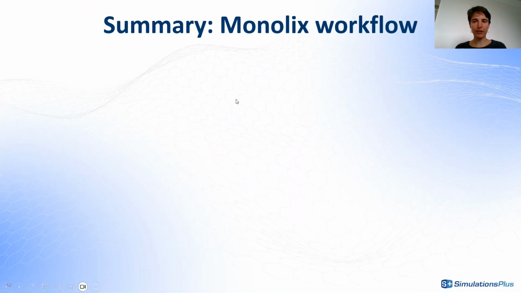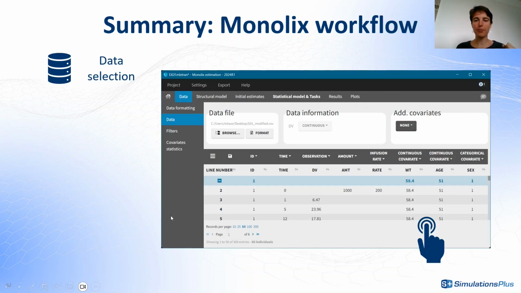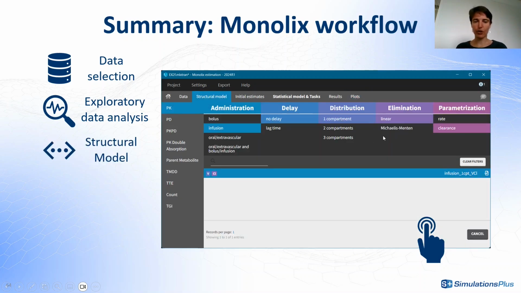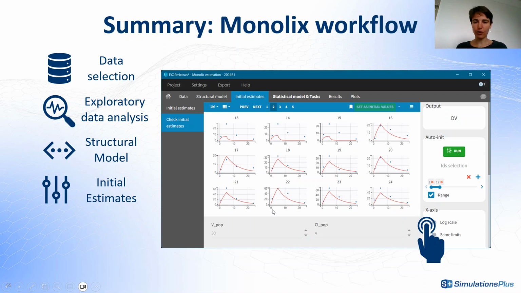So that was a bit of an overview of the different steps of a Monolix workflow. So to do a short intermediate recap, in Monolix you would start by loading your dataset and tagging the columns. You can right away after this step have a look at your data. Then you can select a structural model, and we have a large library of pre-implemented models, and you can also write your own. Then you can choose the initial values.